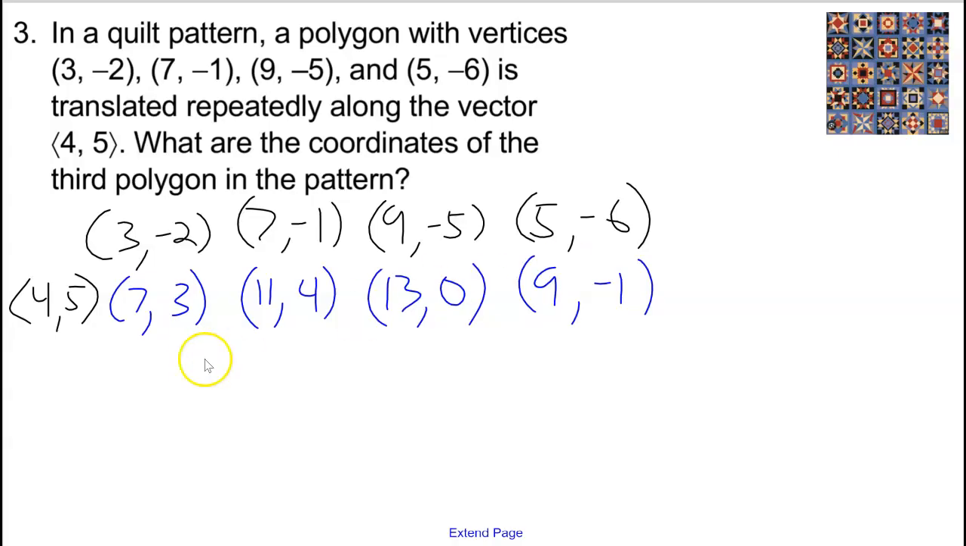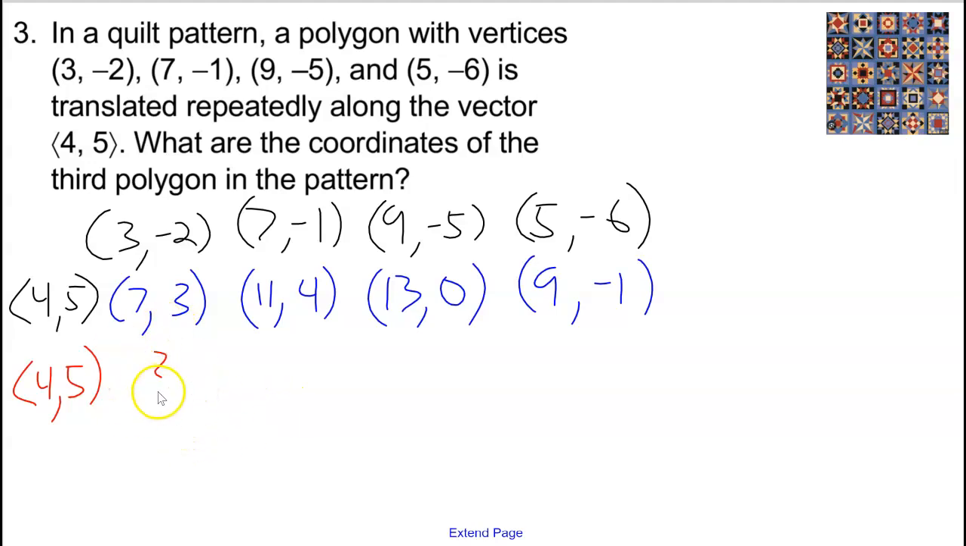All right, so we're almost there. Now, we did it once. Now we're going to get to the third one, so we're going to apply the 4, 5 again to our new coordinates here. So this would be the pre-image in black. This would be the new image in blue. And then the third one, which I have 2 marks on it, is going to be here in red.